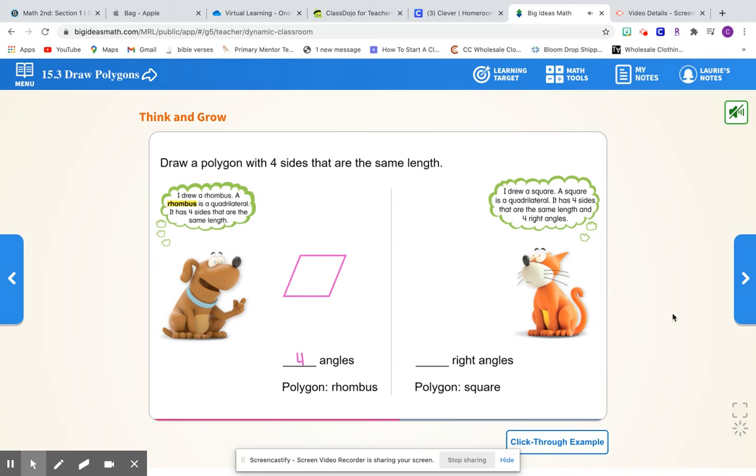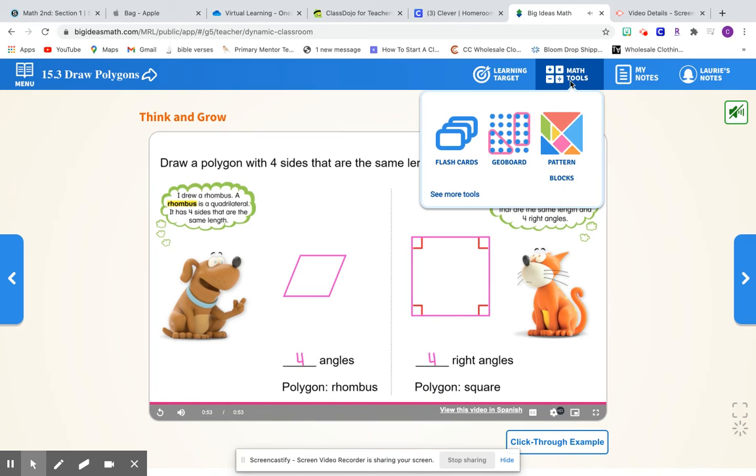Descartes says, I drew a square. A square is a quadrilateral. It has 4 sides that are the same length and 4 right angles. Look at Descartes' square. Count the right angles. 1, 2, 3, 4. There are 4 right angles.